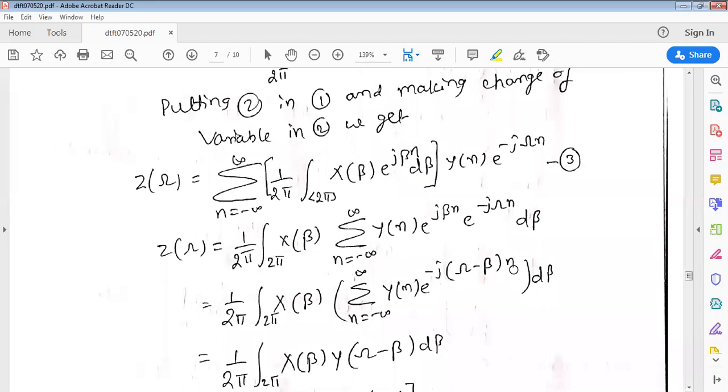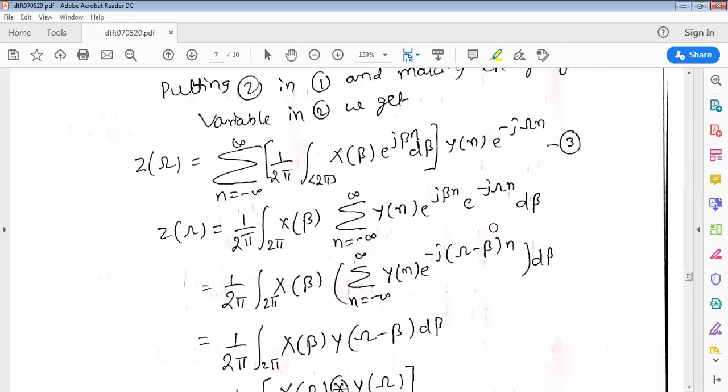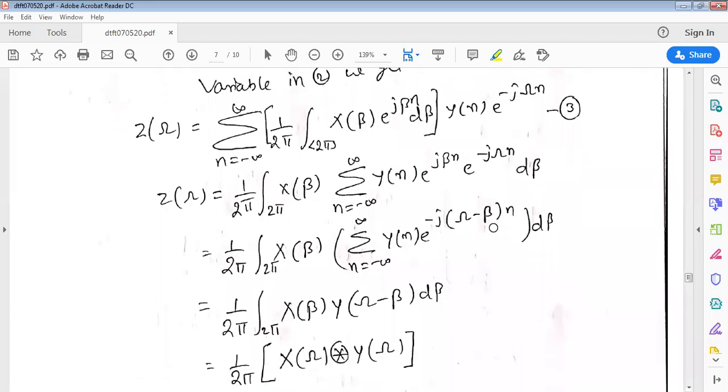Did you follow this interchange? Yes, sir. This you are doing from the past three or four times: Z transform, Fourier series, Fourier transform, CTFT and DTFT. The procedure remains unchanged, but only one thing, continuous and discrete, are interchanged.